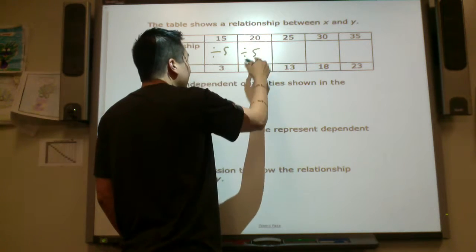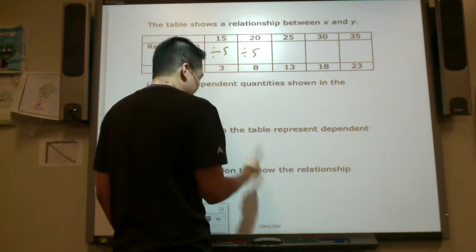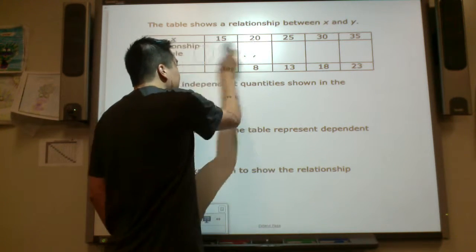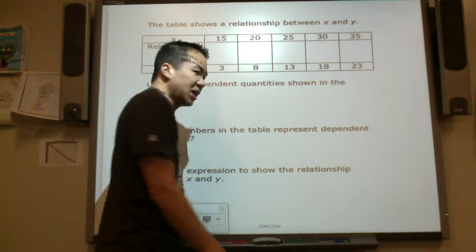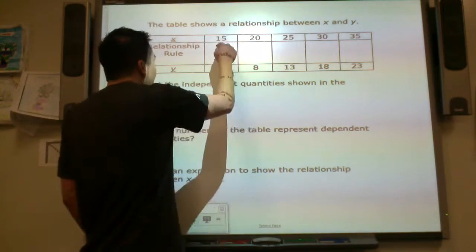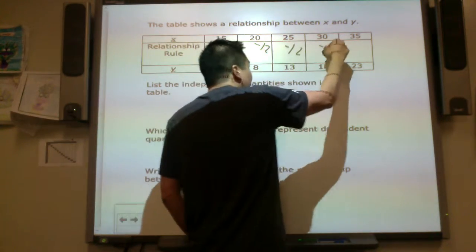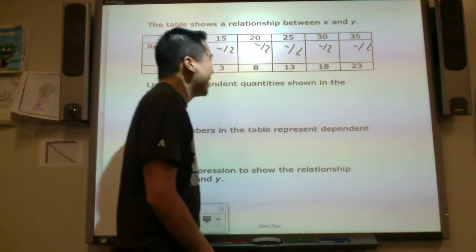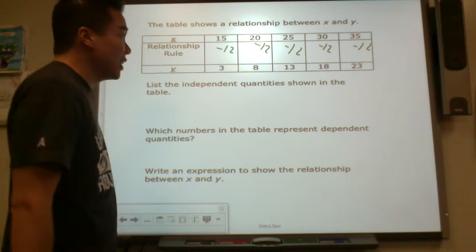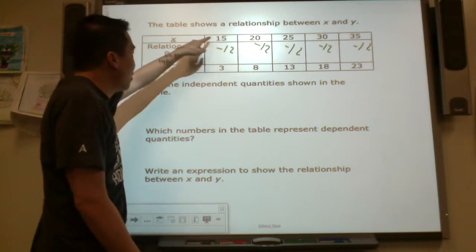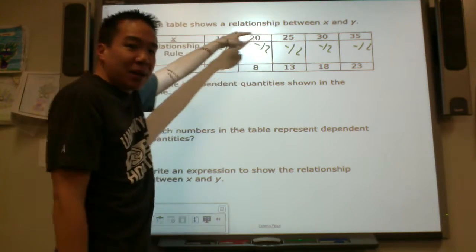20 divided by 5 is... never mind. Well, if it's not dividing... oh, subtraction. Minus 12. Minus 12. The relationship rule is you take 12 away from the independent.